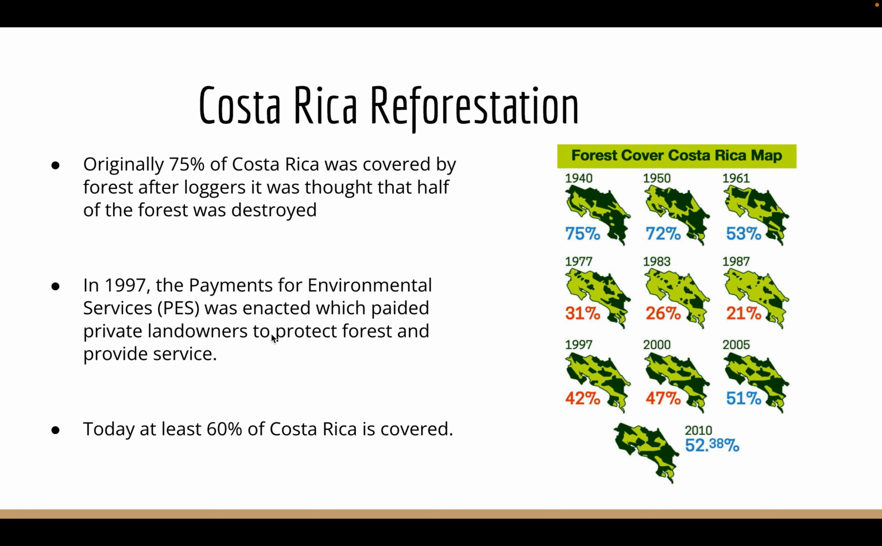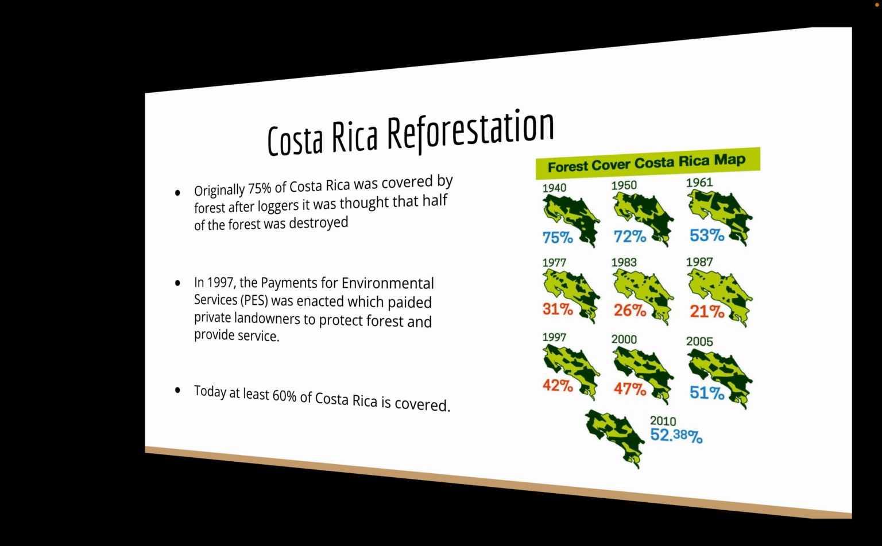But in 1996, Costa Rica's government banned cutting down trees. They outlawed it. And the following year, they created the PES program, which paid private landowners to protect forests and provide service to protect the forests. And this has worked tremendously because today we've almost made it back to our 75%, but it's slow steps. At least 60% of Costa Rica is covered by forest again.